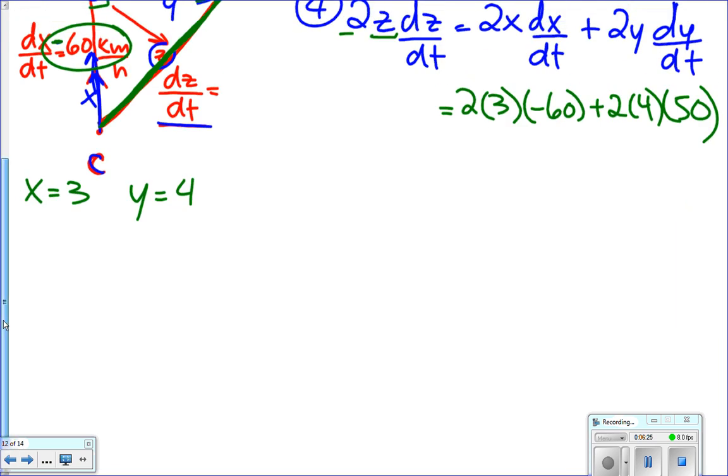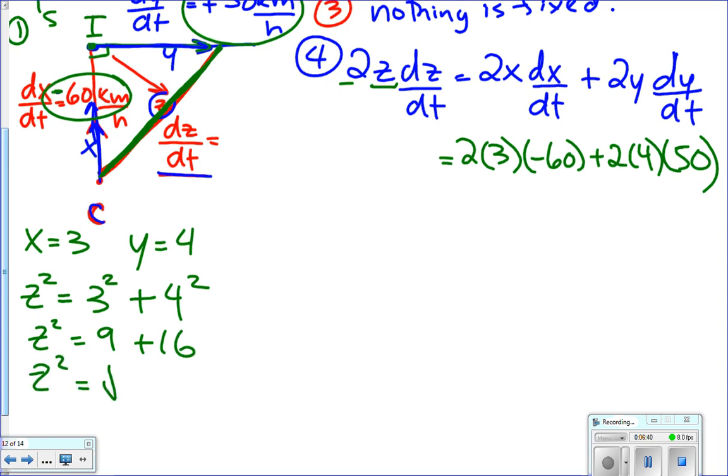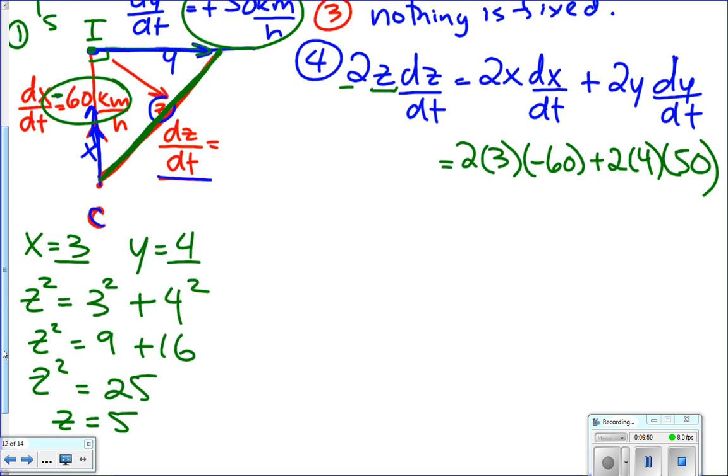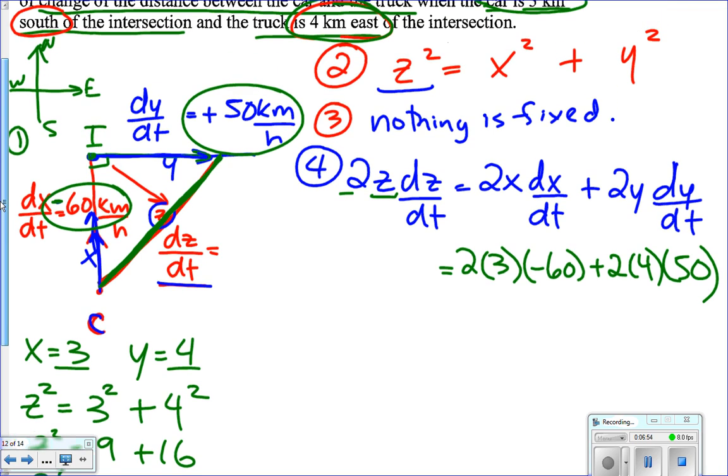So I'm just going to do this down here. z squared is equal to 3 squared plus 4 squared, which gives me 9 plus 16. Okay, so z squared is equal to, not the square root yet, 25. Therefore, z is equal to 5. So at the point at which x is equal to 3 and y is equal to 4, z is equal to 5. Okay, so we're going to go back to my formula in step 4.